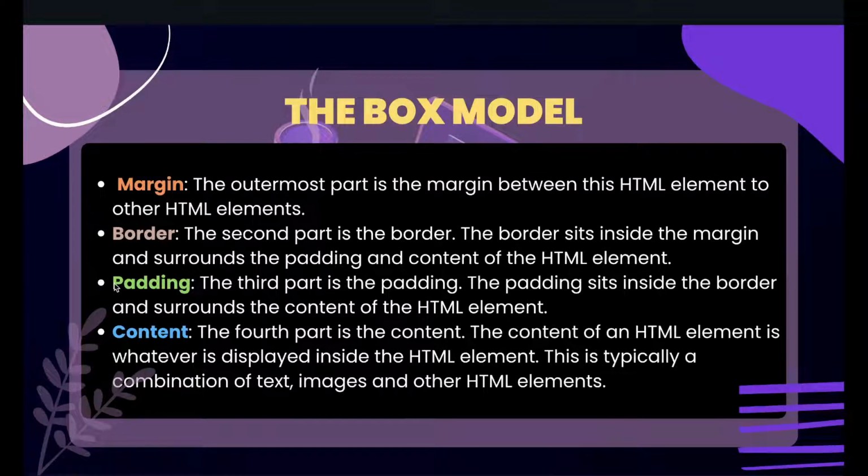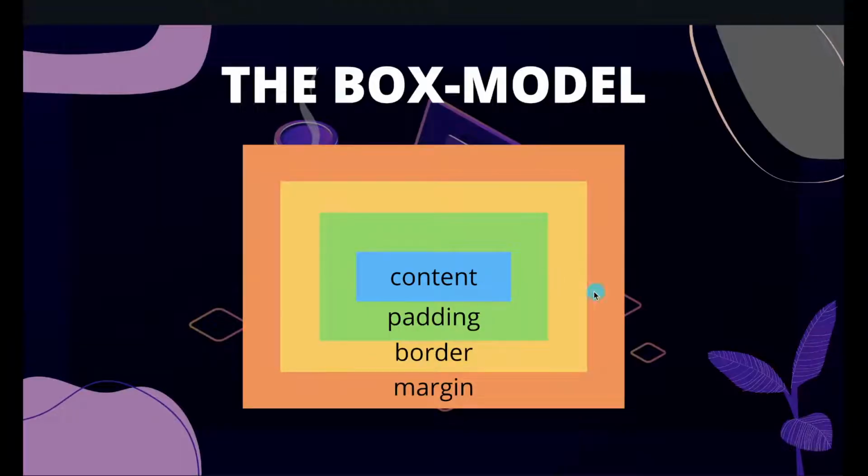Then the padding is the space between the content and the edge of the element, which is the border. Then the content is the element itself. So this is what the HTML box model looks like. We have the content. After that we have the padding, and it's always in a two-dimensional plane, length and breadth.